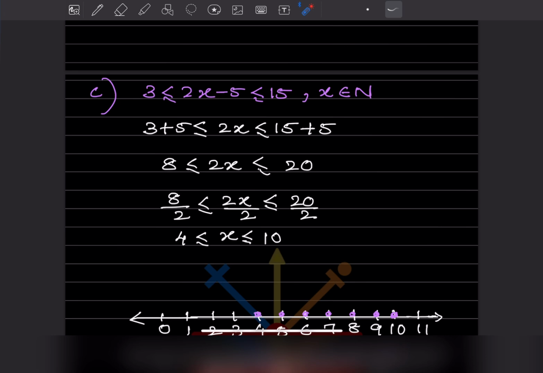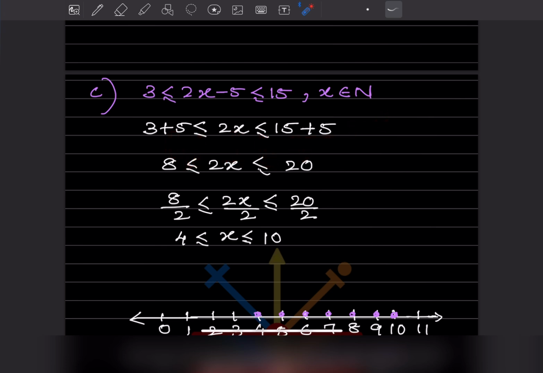As I said, this minus 5 will go here, so that is going to be plus 5. This can remain as it is, and this is going to be 15. Then again this minus 5 will go on this side, that is going to be plus 5, and this x belongs to N. So these are the natural numbers. So this is going to be 8, rest all the same here, and this is going to be 20. So this step is very important.